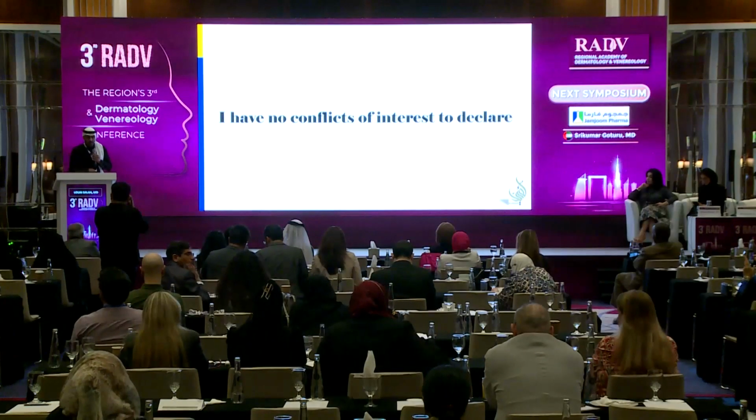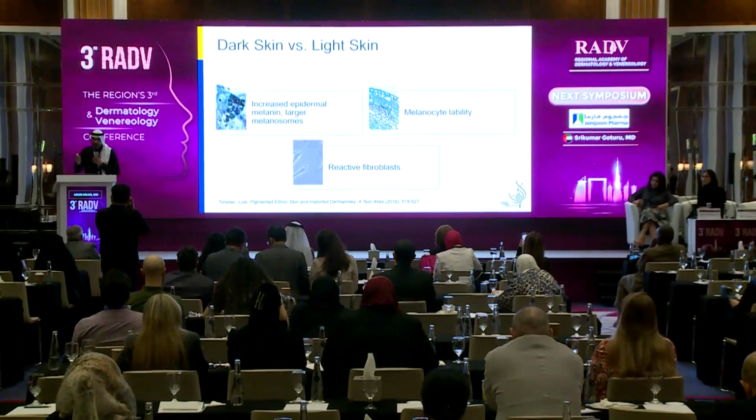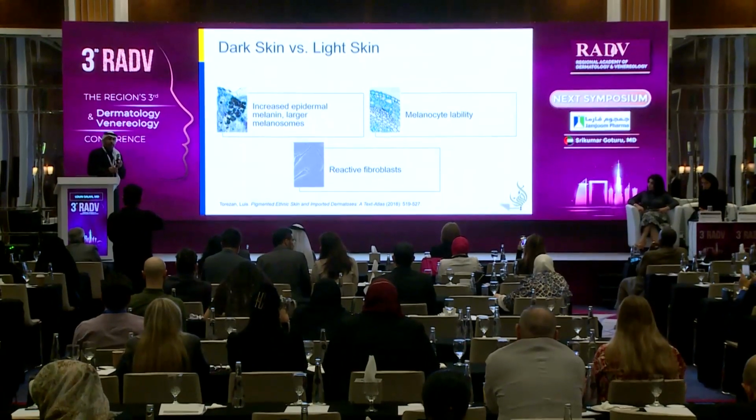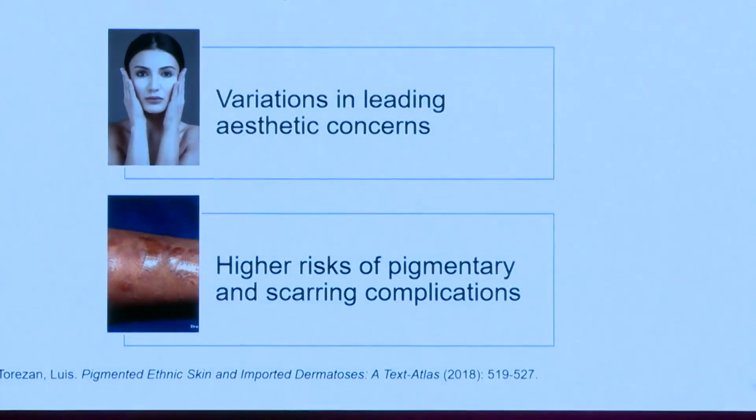But why is it so difficult treating skin of color? Do they have more melanocytes? As a matter of fact, no. We all have the same number of melanocytes. But the thing is, their melanin, their melanosomes are much larger. They have more epidermal melanin. And their melanocytes are more labile, more fragile to injury. And they also have more reactive fibroblasts, which makes them more prone to hyperpigmentation, hypopigmentation, and also scars, whether it's keloid or hypertrophic scars.